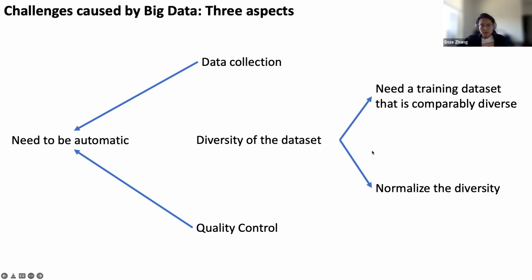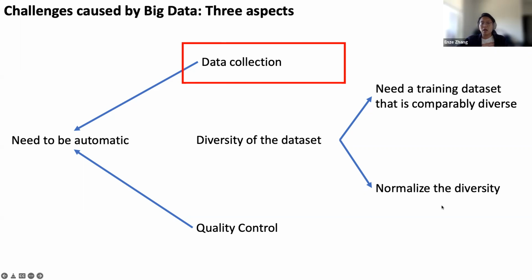And we have two ways to handle that. One way is to have a training data set that is comparably diverse to the whole data set. And the other one is we can normalize the diversity of the whole data set, so as to decrease the complexity of the task. I will talk about this later too.